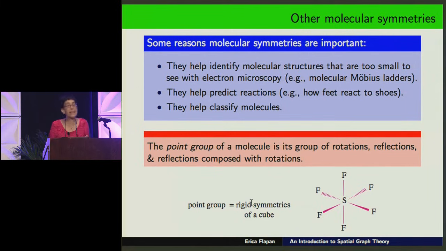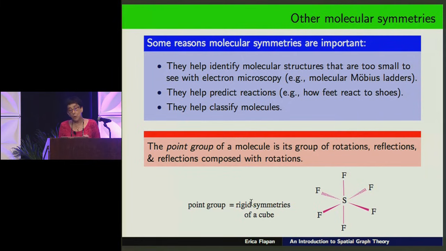And finally, they help classify molecules. Molecules are classified in lots of ways, and one way is to classify them according to their symmetries. So there are lots more reasons why molecular symmetries are important. These are just three that are sort of easy to explain.